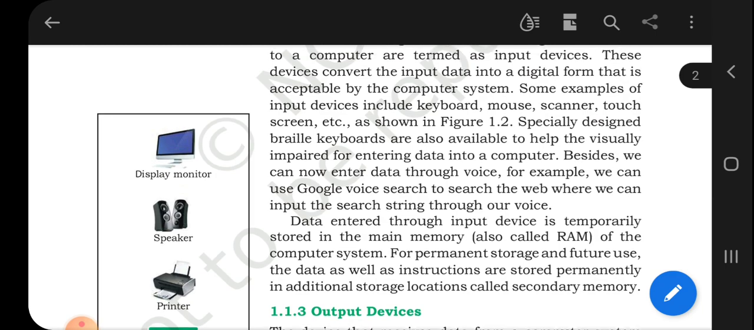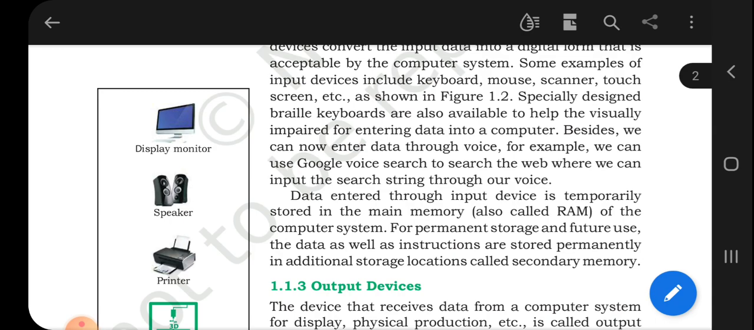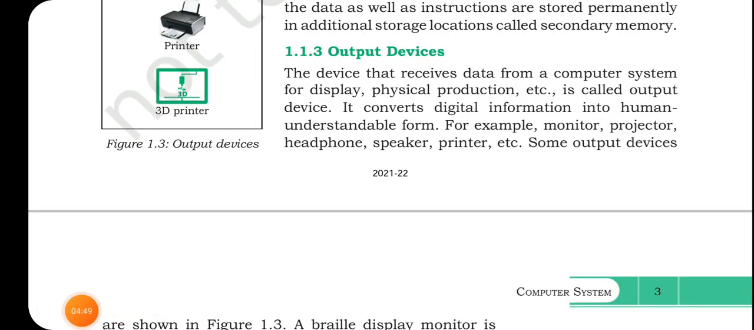Input data entered through an input device is temporarily stored in the main memory, also called RAM, of the computer system for processing. The data as well as instructions are stored permanently in additional storage locations called secondary memory.